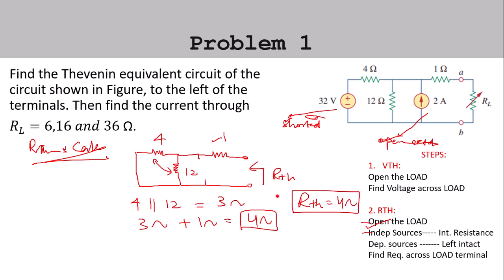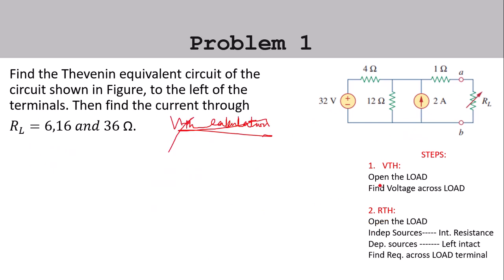Now we will find the value of VTH. Now when we are finding the VTH, we have to just follow one step, that is open the load. Then the rest of the circuit will remain same. So let us draw the circuit first. So we have a current source here, then we have a resistance, and we have to find the VTH. We have to open the load, so this will be my VTH across these 2 points.